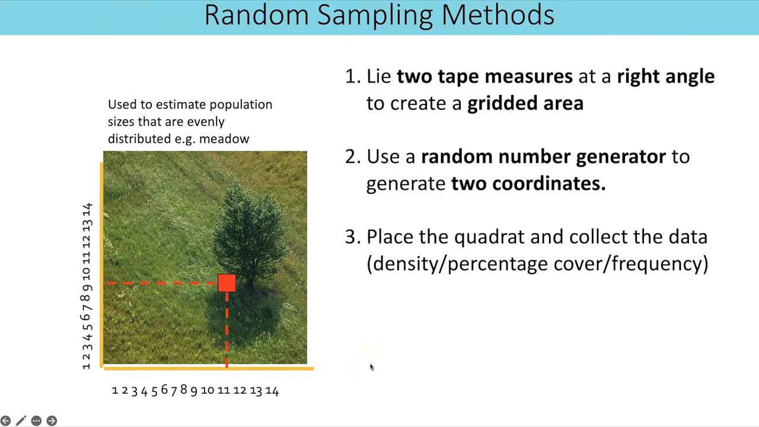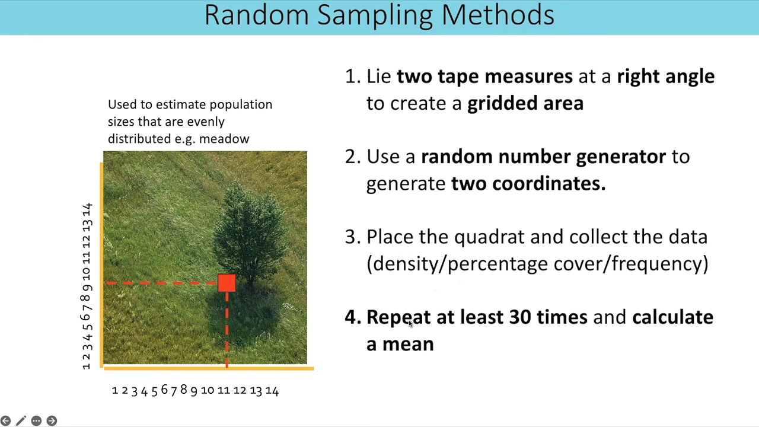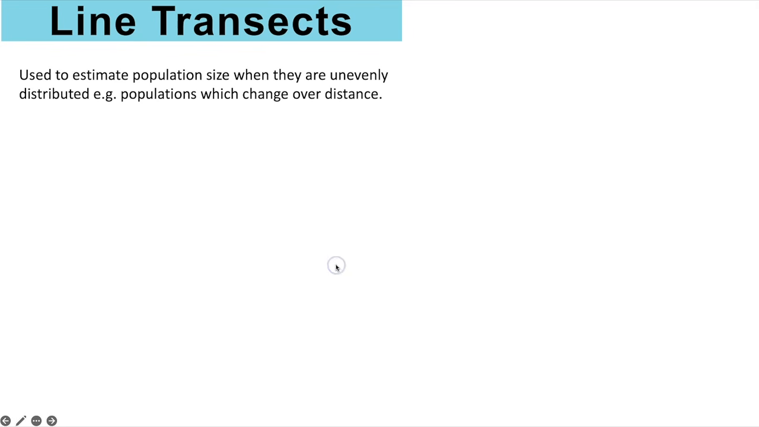And when you place your quadrat, you can then either collect the data in forms of density, percentage cover, or frequency, which we'll come back to what that means. And because it has to be representative, we need to do a large sample. So to repeat that process at least 30 times and then calculate a mean for the area.